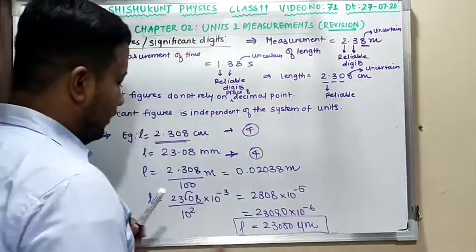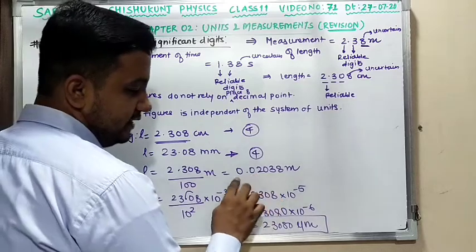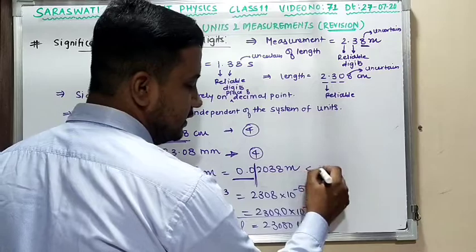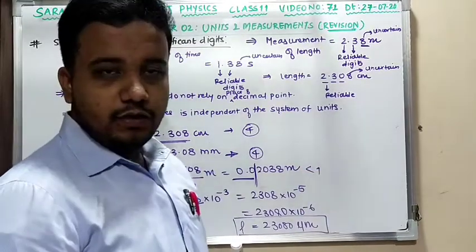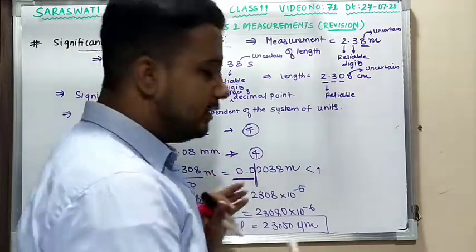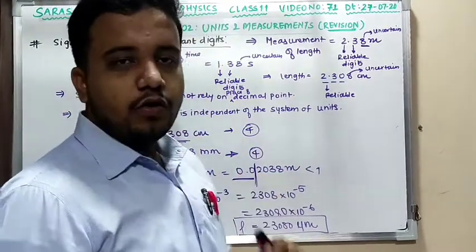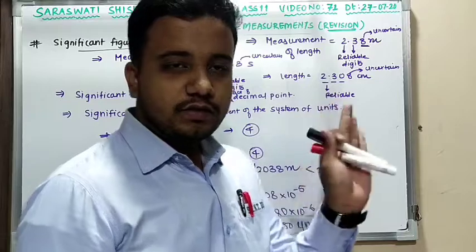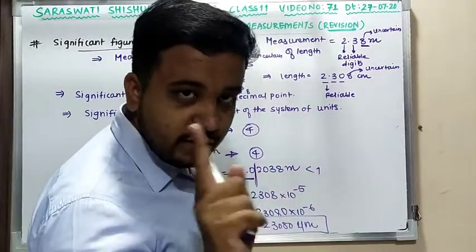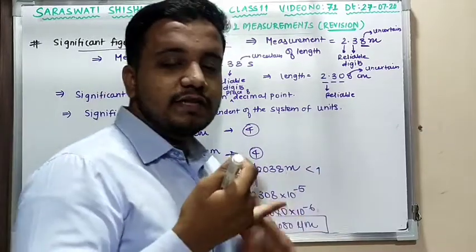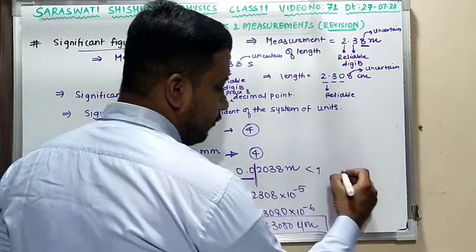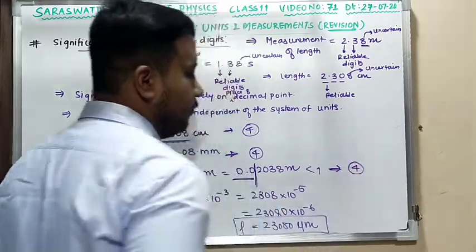Perfect. Third, see, trailing zeros. Trailing zeros when your number is less than 1. Here you can say this number is less than 1. Yes or no? If your number is less than 1, then the zeros towards the left of the very first non-zero digit are not considered in significant figures. Remember, they are not considered to be significant digits. So you will be able to get how many significant? 1 2 3 4. So again your significant figures are 4.